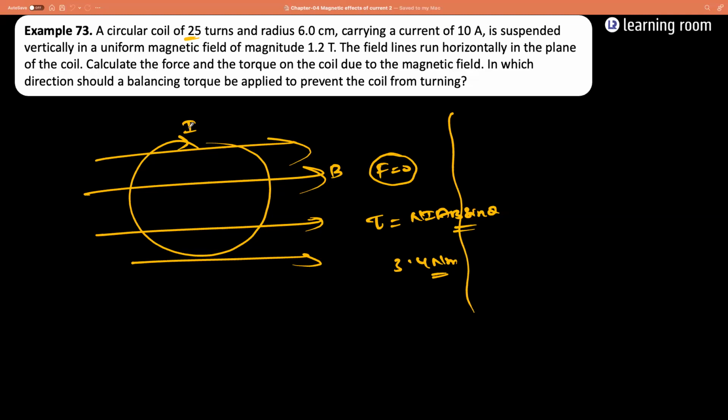So here, if I assume the magnetic field to be in the rightward direction and the current to be in the clockwise direction, when the current is in the clockwise direction, the area vector will be into the plane. So what will be the direction of torque experienced by it? It will be vertically upwards, right? So this is the torque experienced, whose value is 3.4 Newton meter. To balance it, you need to apply a torque in the opposite direction. Okay. Is that clear?